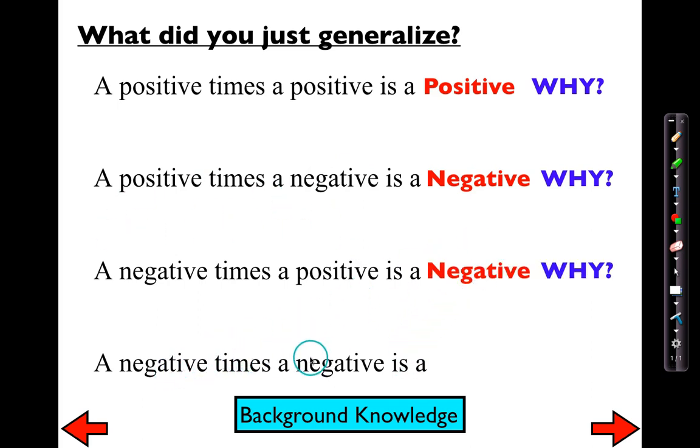And of course, a negative times a negative, you think of this as the opposite of X amount of groups of negatives. So your answer would be negative, but then you take the opposite of it, which would give you a positive. So generally speaking, a positive times a positive is a positive, a positive times a negative is a negative, a negative times a positive is a negative, and a negative times a negative is a positive.